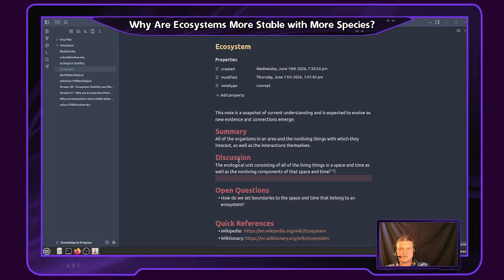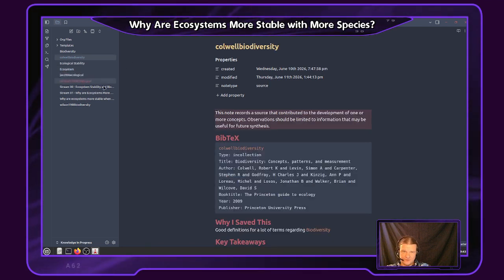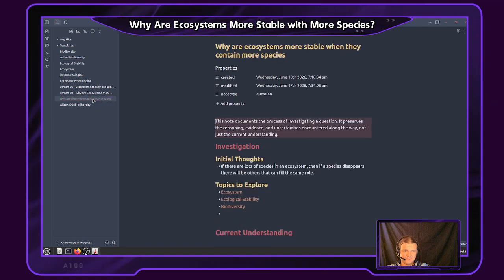Could be an interesting question in the future. But we don't have to answer it right this second. We now have a good definition of an ecosystem. So if we go back to our question here, we have our first keyword sorted out.